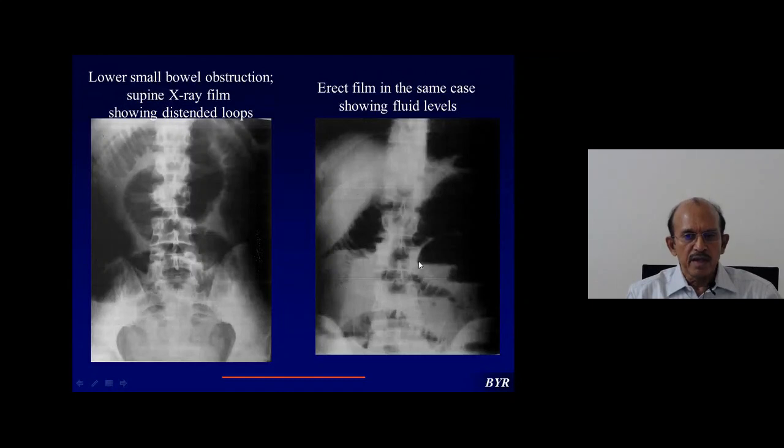So again, you can see here, this is an erect posterior film. This is a supine film. You are seeing these are the jejunal shadows and ileal shadows. You can see multiple fluid levels, air fluid levels.